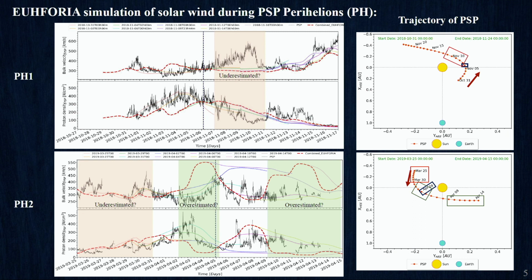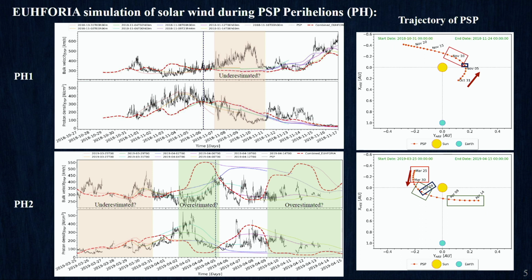So here we have on the left the time series plots of the solar wind characteristics, and the trajectory of PSP on the right. The PSP data is shown in black, and multiple EUHFORIA runs are shown in different colors. This thick dashed red curve shows the combined EUHFORIA data, which is produced by merging individual EUHFORIA runs by giving more weightage to the time which corresponds to the center of the disk, where the projection effect is low. And yeah, we tried to improve the modeling for the first 2 perihelions.